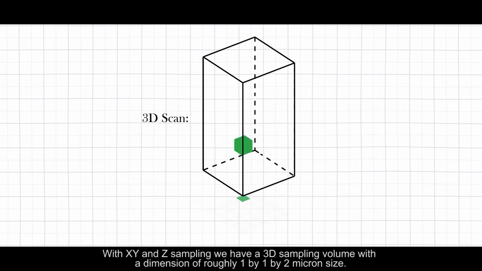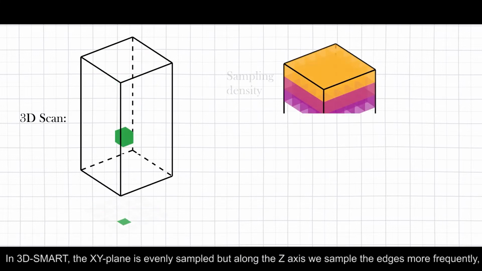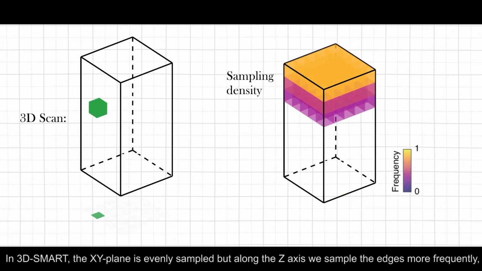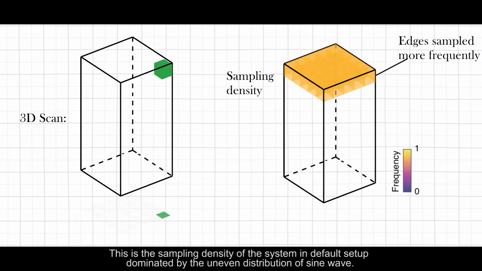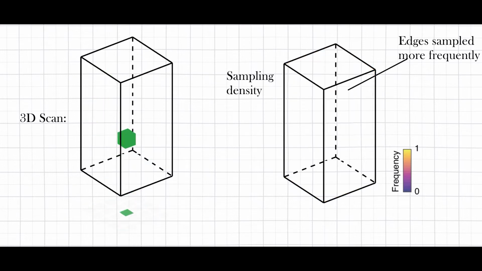by 2 micron size. In 3D single-molecule active real-time tracking, the XY plane is evenly sampled, but along the Z-axis we sample the edges more frequently, which is determined by the probability density of a sine wave. This is the sampling density of the system in the default setup, dominated by the uneven distribution of the sine wave.